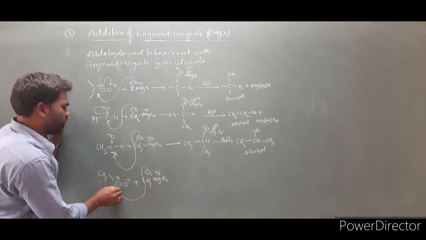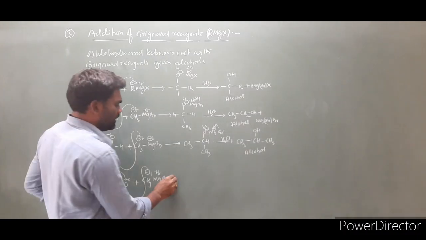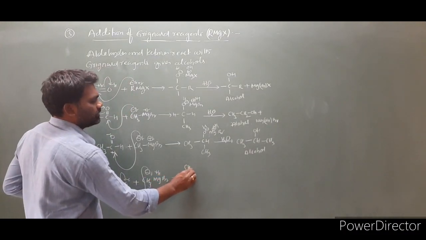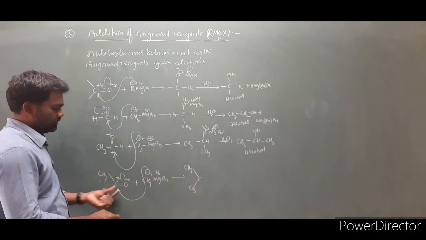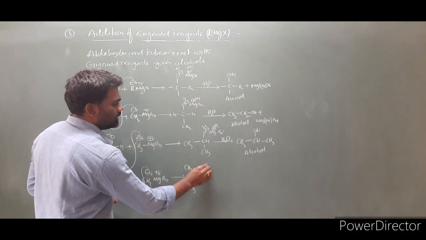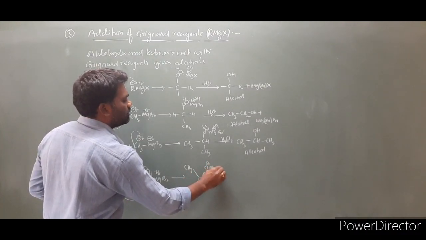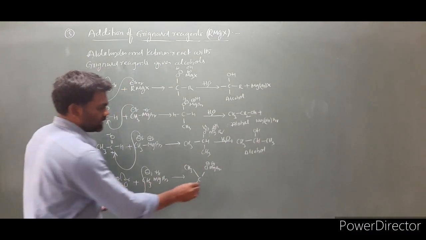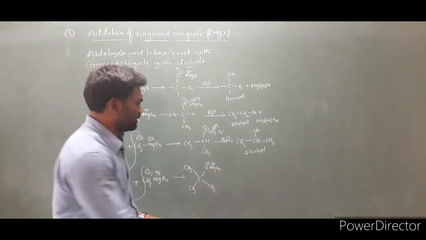This will attack upon this carbon, and this bond migrates to here, isn't it? Then the product is, these groups I am writing CH3, CH3. As it is I wrote this C, and this will become O minus MgBr with positive charge, isn't it? And this methyl group is attached to this carbon, CH3. So this is the intermediate product formed.